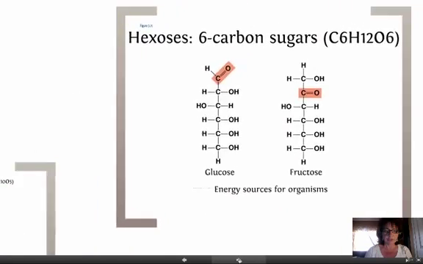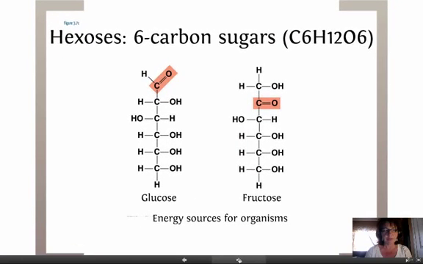Then we can go to the 6-carbon sugars. Hexoses for 6. Famous glucose, C6H12O6, and then fructose. Now these two are isomers. What kind of isomers do you think they are? They have the same molecular formula, but they have different structures.